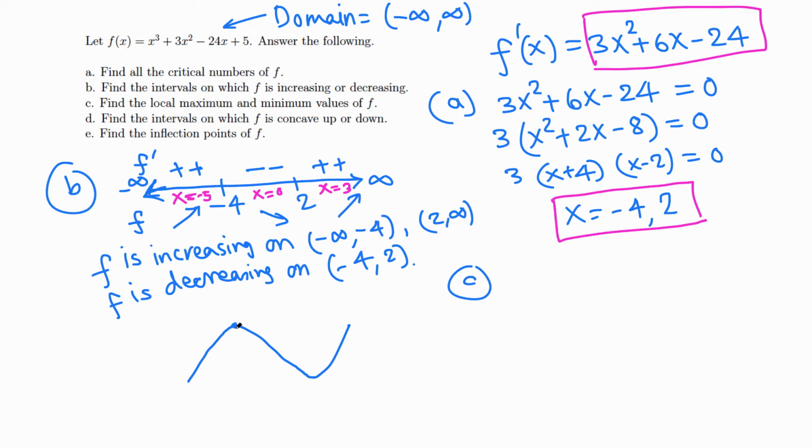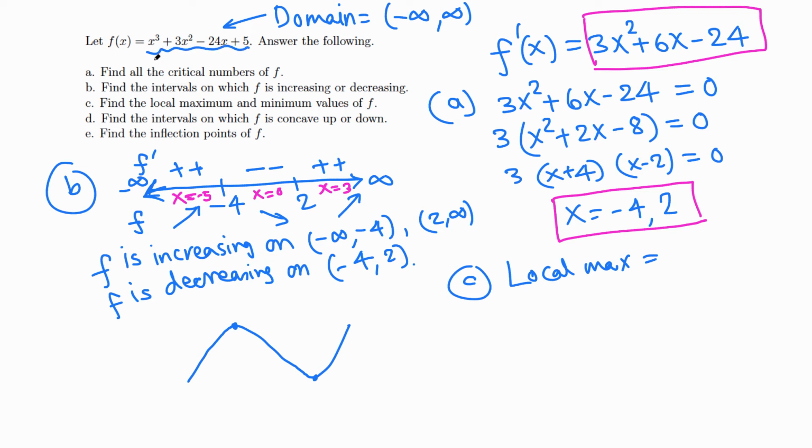So this will be the local maximum and this will be the local minimum. So the local maximum occurs at negative 4. They want the value, which means this is only the location of the local max. The answer is given from the function, the local maximum value of f.